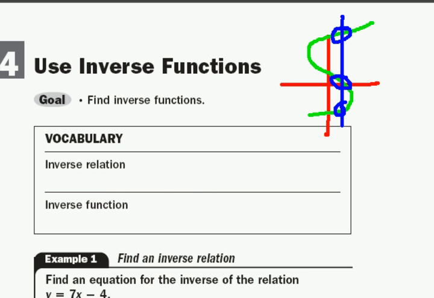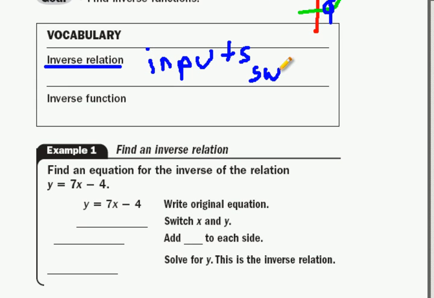When we talk about inverse relations, what we're talking about when we say inverse is basically the inputs, or the domains, switch places with the outputs. So the inputs and the outputs interchange positions, or switch, or whatever word you want to use there. Basically, it's reflected over the line y equals x. So the inputs and the outputs switch.